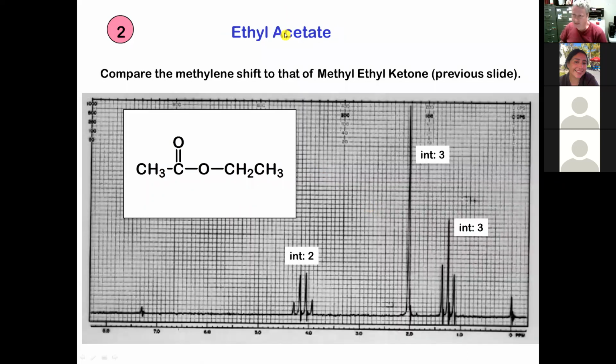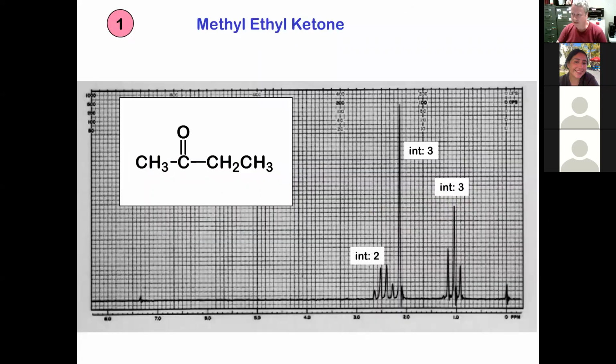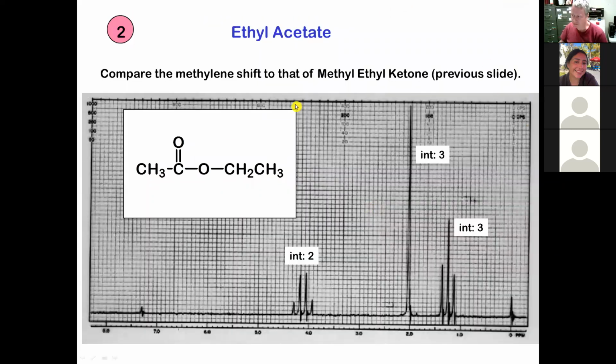Ethyl acetate. Well, this is actually funny because this one looks very similar to the last one. Look at methyl ethyl ketone versus ethyl acetate, which is an ester. It's very similar, except the big difference is that now the CH2 is dragged down to 4. Why is it at 4? Anybody know why the CH2 got dragged down to 4 ppm? Maybe because it's next to the oxygen, right? Electronegative atoms drag things down to that 3 to 4 region, right? Cool.